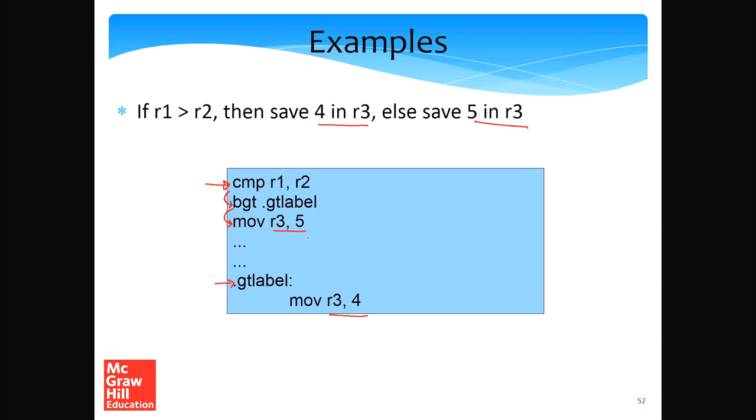So this is a simple program which shows us the power of the BGT instruction: if the relevant condition is true in the flags register, then we jump to the target. In this case, the target is the .GT label. Otherwise, we just go to the next or the subsequent instruction.